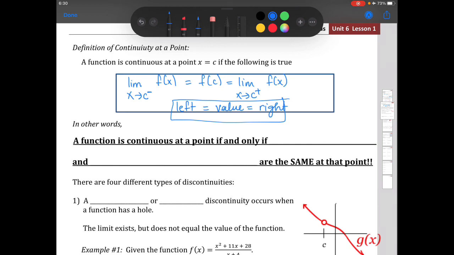In other words, a function is continuous at a point if and only if, I'm just going to change color, if the function value and the limit value are the same at that point.